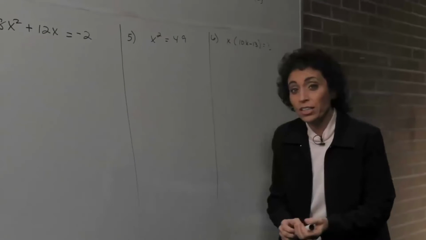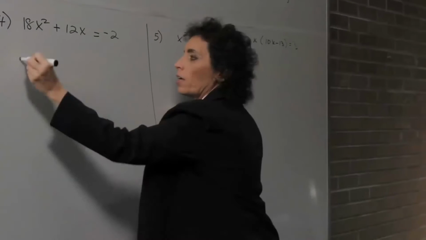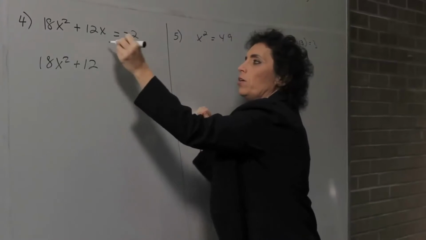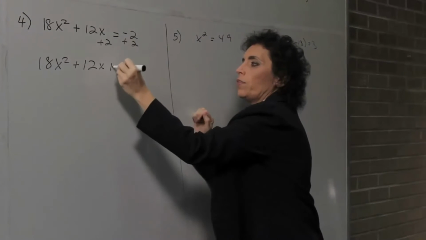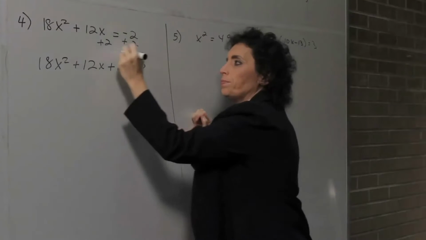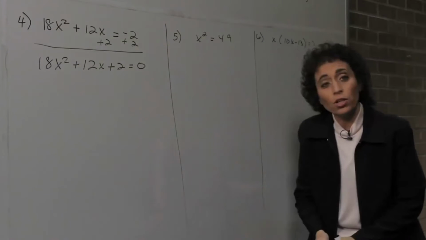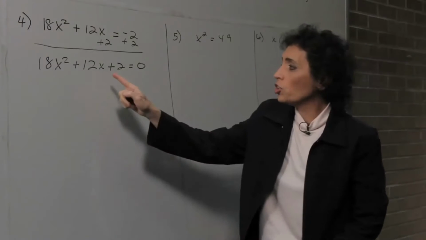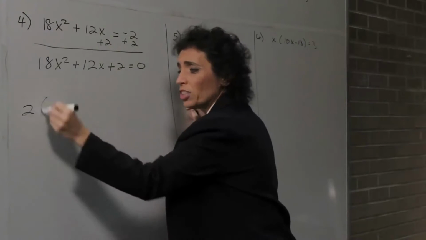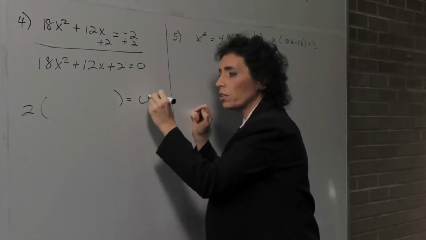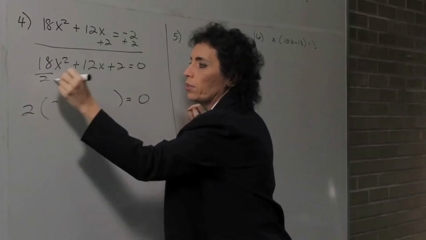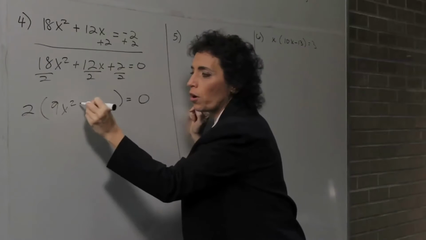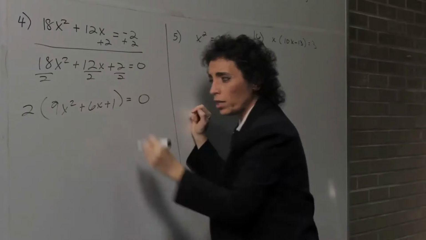All right, last 3. Let's see how we did. 18x squared, we know it's quadratic. We have to set it to 0. So we get 12x plus 2 equals 0. Okay? Now we look for a GCF. Our leading term is positive, so we're good with that. Our GCF is 2. Remember GCF, we make one set of parentheses, and we divide by 2, and we get 9x squared plus 6x plus 1.